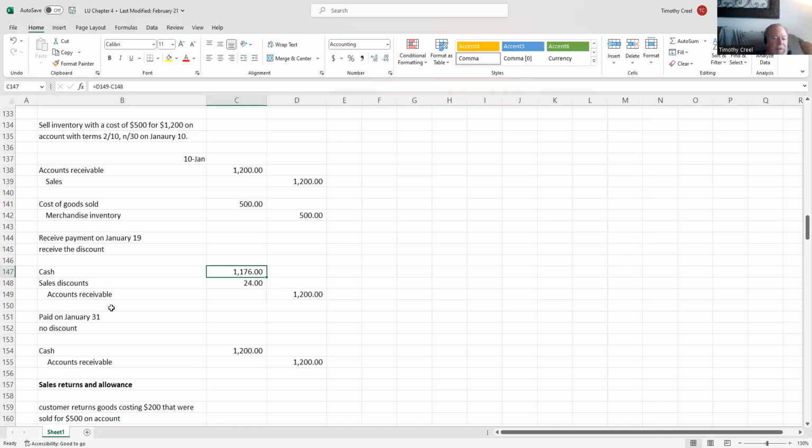Now, what if they pay on January 31st? There would be no discount. So it would just be a debit to cash and a credit to accounts receivable for $1,200. There would be no discount involved.